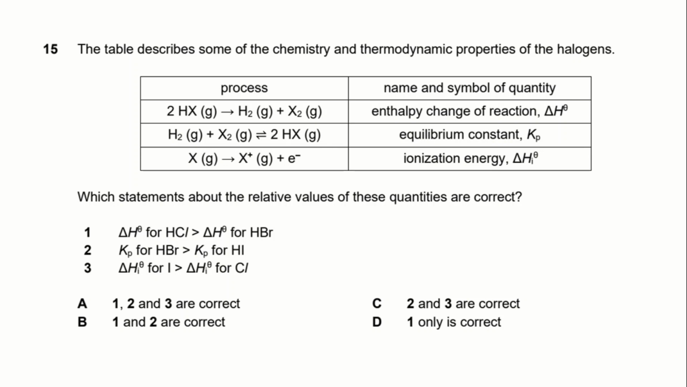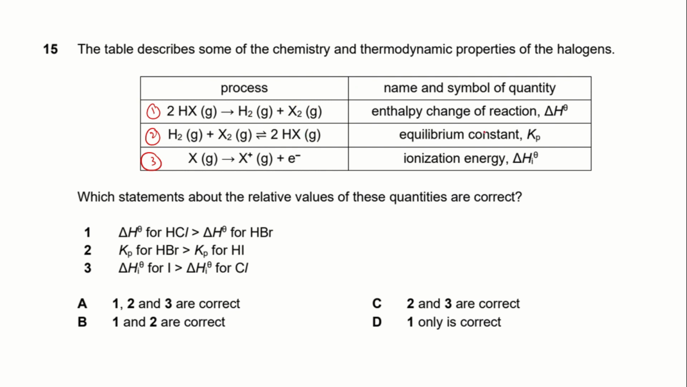This is a question about some chemistry and thermodynamic properties of group 17 elements, the halogens. We are given three processes here. The first one is about the enthalpy change of this reaction. Hydrogen halide decomposes to hydrogen gas and halogen gas.